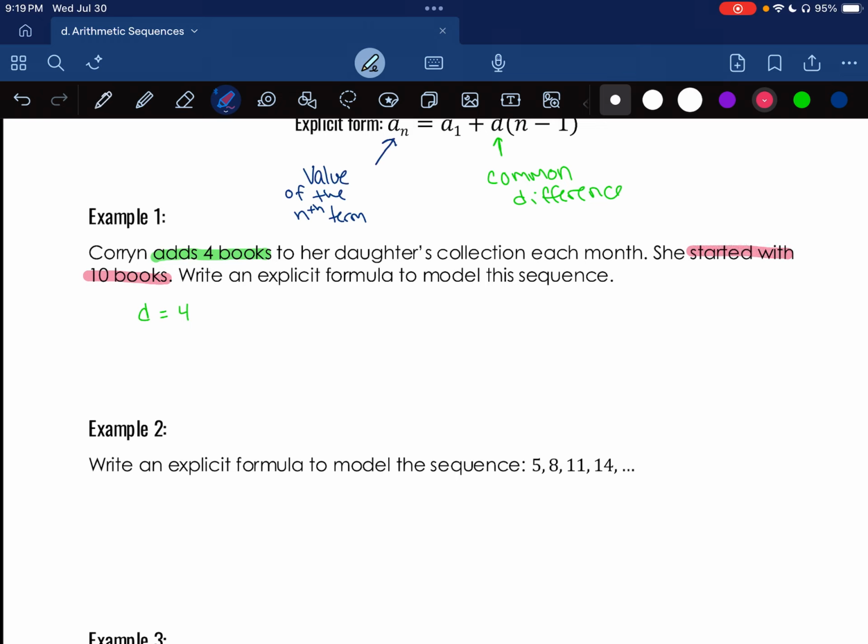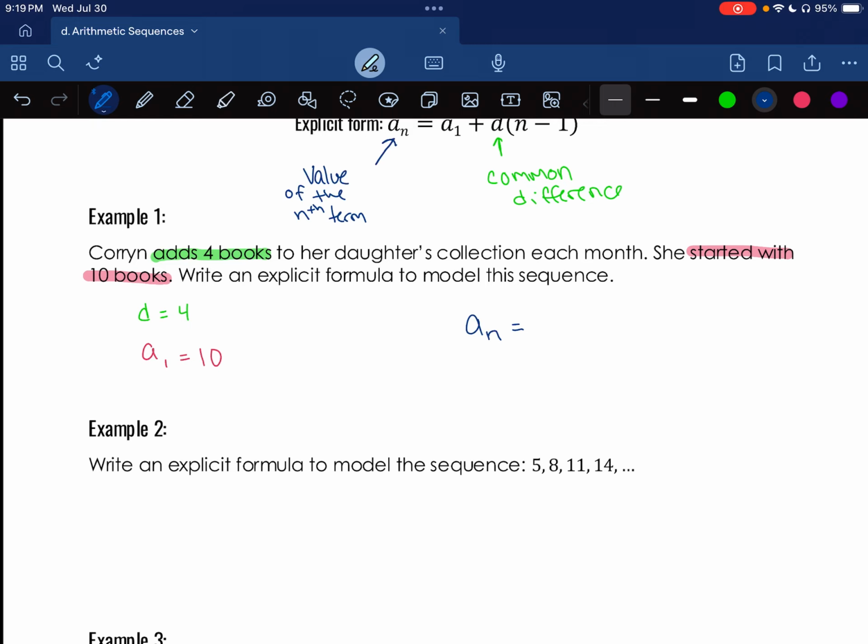So the explicit form for this would be A sub n. I can plug in for n, the term number, however many months out I want. What if I want to know 300 months from now what's going on? Probably not 300 months, probably something like 24 months, right? 2 years later, what's going on? And it would be able to pop out how many books would be in her daughter's collection.